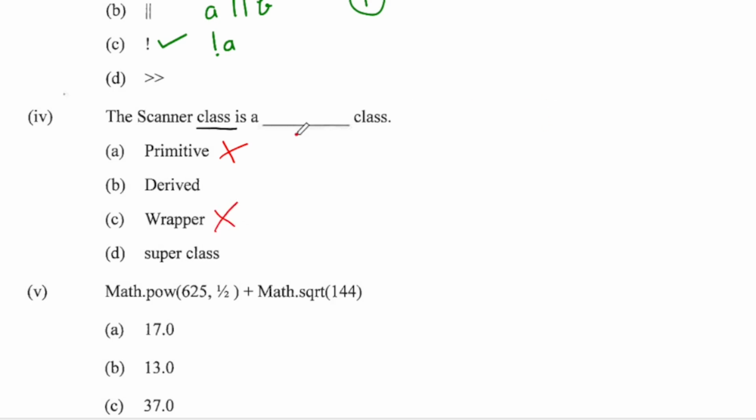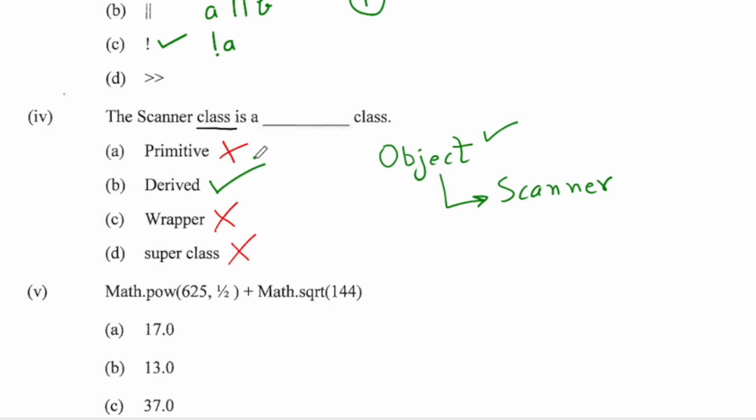And since there is no mention of the Scanner class extending some other class, there is no extends, it cannot be a superclass also. And the last and the most important point is that all classes in Java inherit from a class by the name of Object. That is, the Object class is the base class of all classes in Java, and hence the Scanner class is also derived or inherited from the Object class, and hence the correct answer is derived.